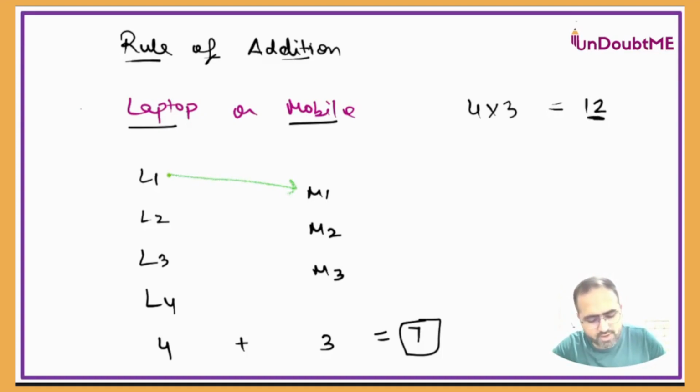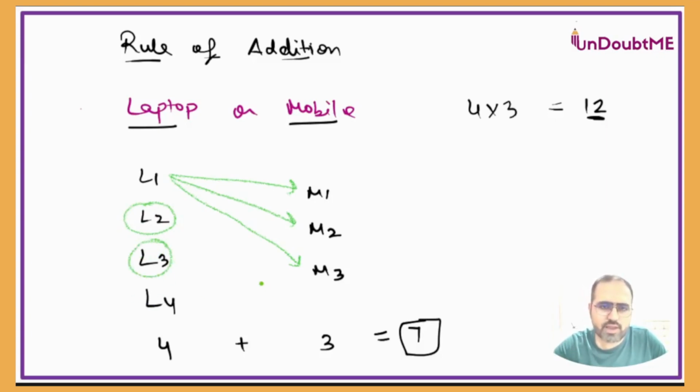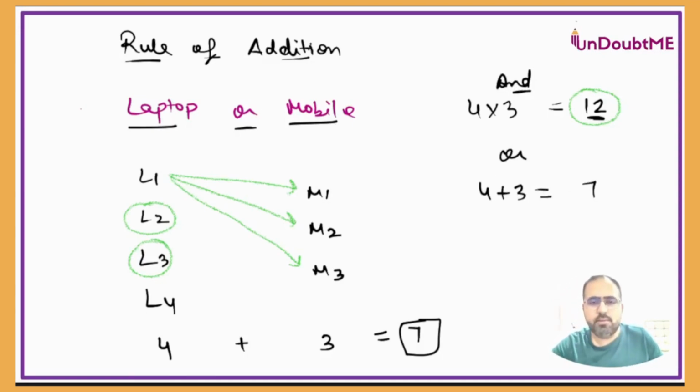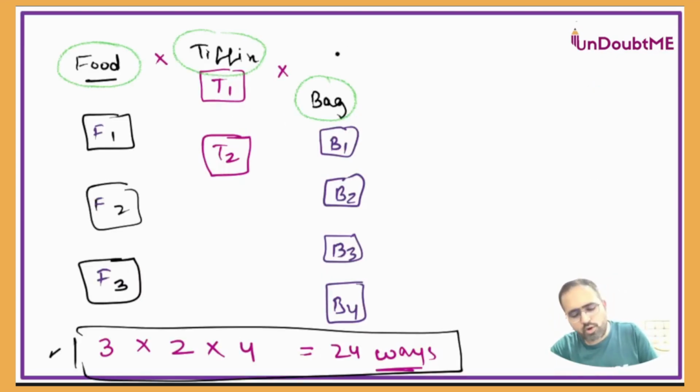So L1, M1, L1, M2, L1, M3. These are the three pairs. Like that, L2 with M1, M2, M3. Then with L3, same. With L4, same. So like that, we will have total 12 pairs of laptop and mobile. Otherwise you will buy either one of them. Okay. So when there is a case of AND, you are going to multiply. When there is a case of OR, you are going to add. So this is the basic difference between the rule of multiplication and the rule of addition. Okay, got it.